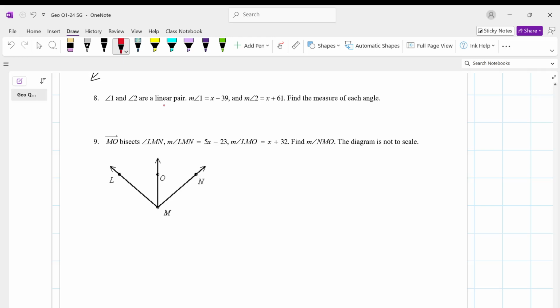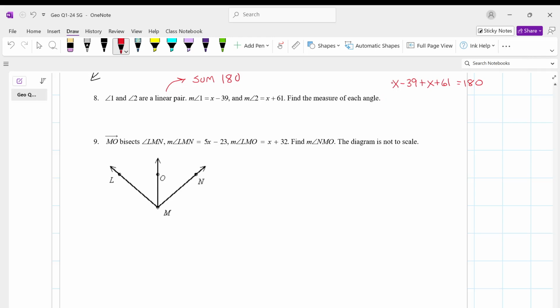Problem number 8 tells you that angles 1 and 2 are a linear pair. Linear pair, they sum 180. They give you an expression for each angle, and they ask you to find the measure of each angle. So if these 2 angles added together equal 180, then x minus 39 plus x plus 61 has to equal 180.